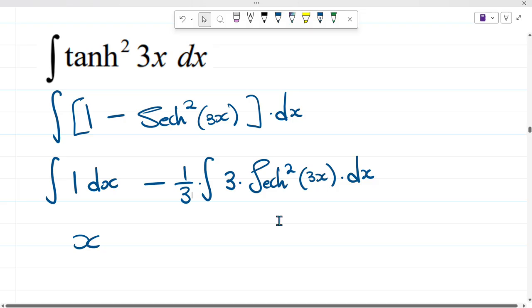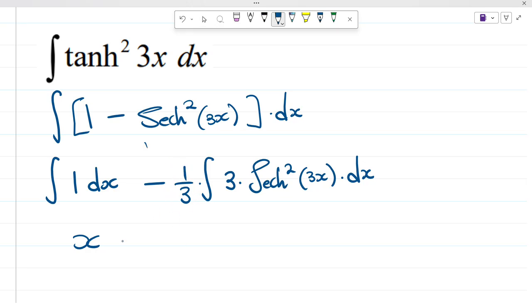Then you ask yourself, what was differentiated for you to get positive hyperbolic sec squared? It's positive hyperbolic tan, right? So whatever is outside the integral, you take with you to the answer. So here I'm going to write minus 1 over 3 hyperbolic tan of 3x plus c. Then you are done. Just like that, you are done.